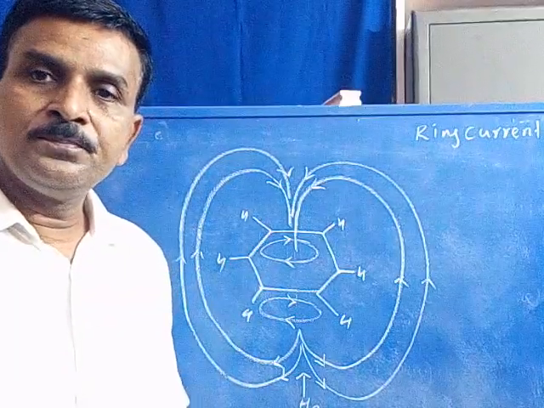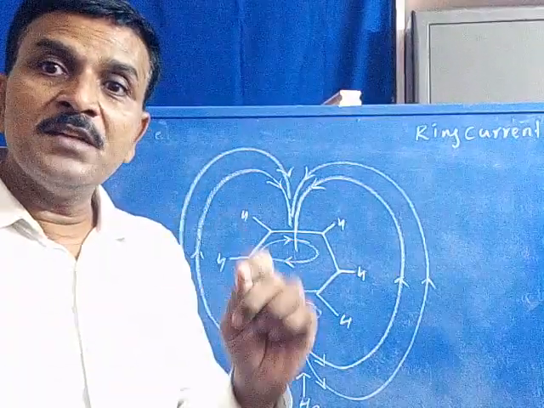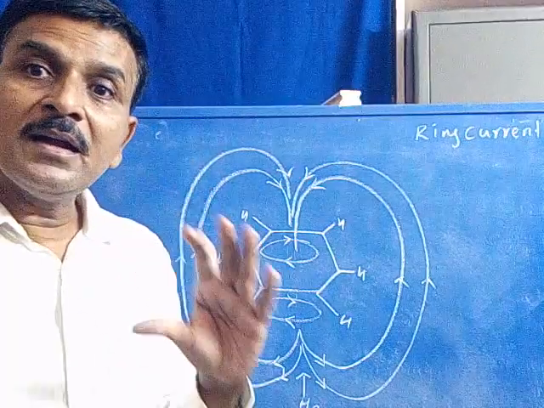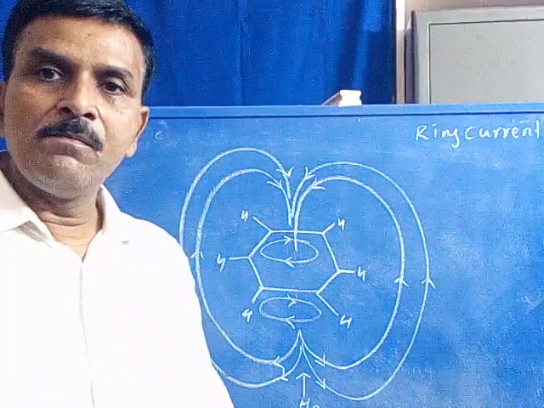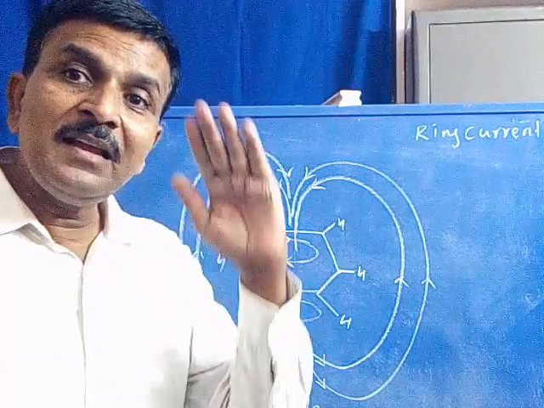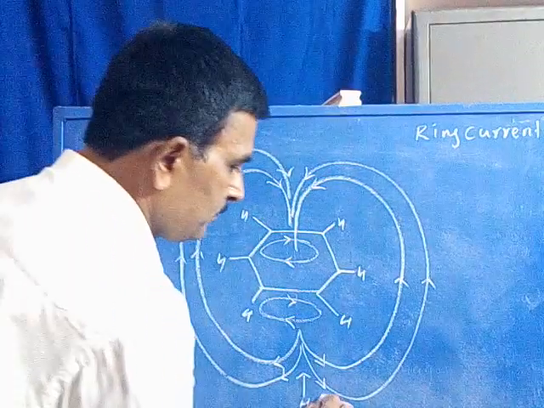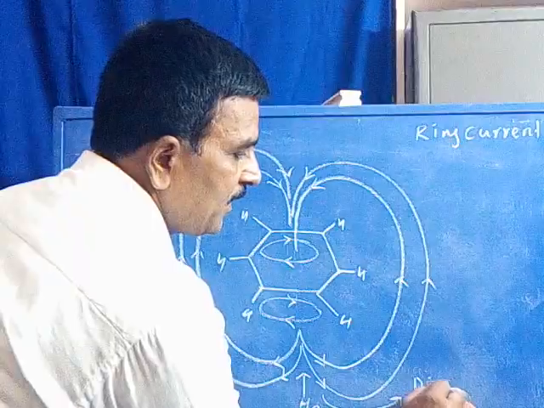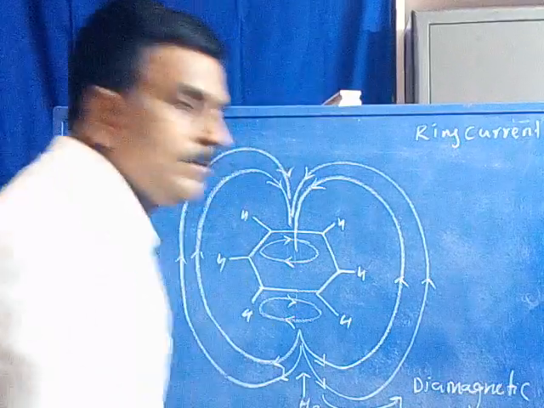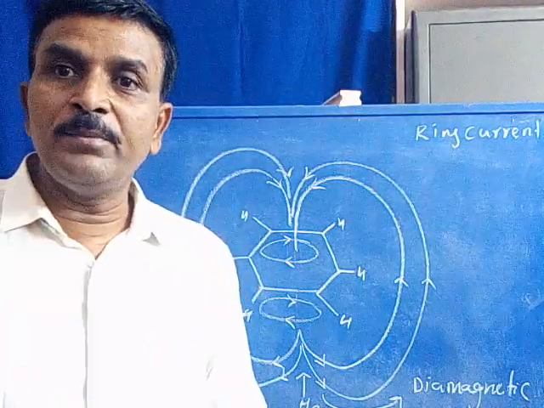Now you can observe, it is called a secondary magnetic field. We could consider it as a ring current for aromatic hydrocarbons. Now the ring current is diamagnetic. Ring current is diamagnetic at exactly the center of the benzene ring. This is diamagnetic.